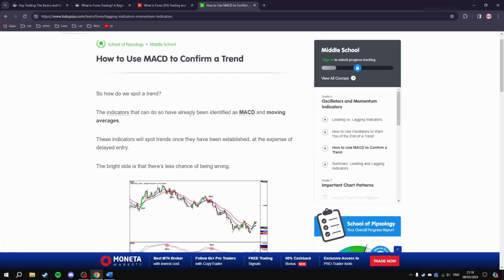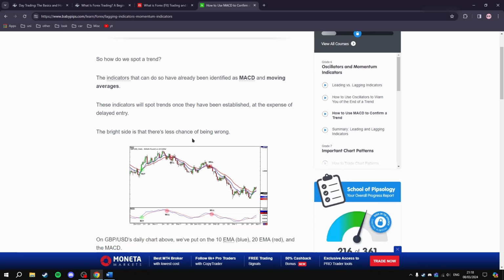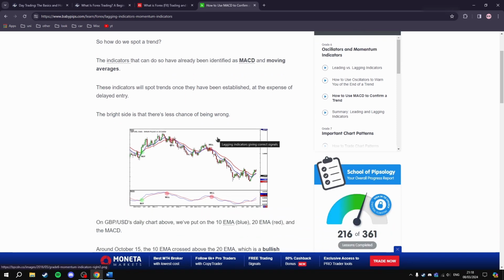So, how do we spot a trend? The indicators that can do so have already been identified as MACD and moving averages. These indicators will spot trends once they've been established, at the expense of delayed entry. The bright side is that there's less chance of being wrong.